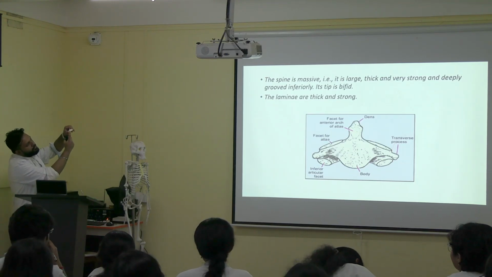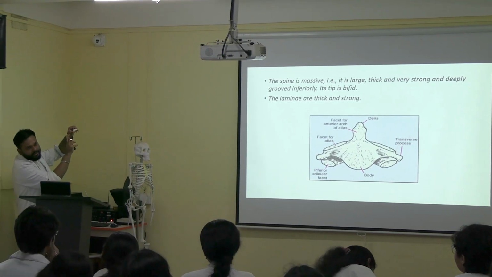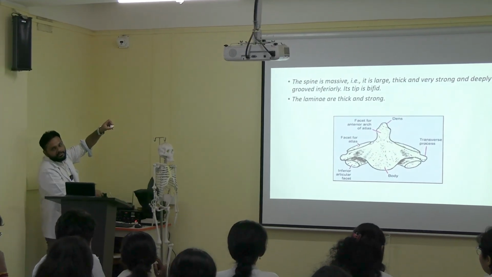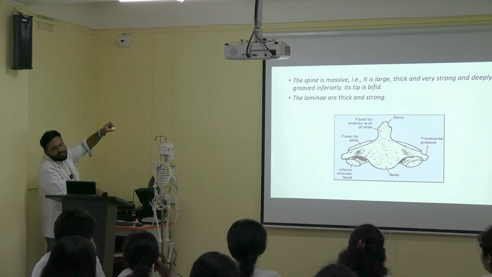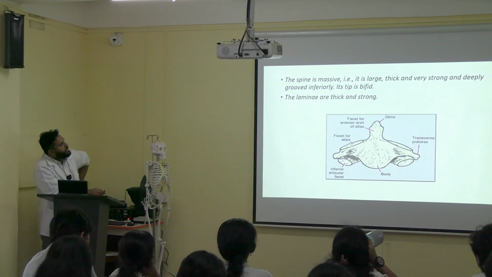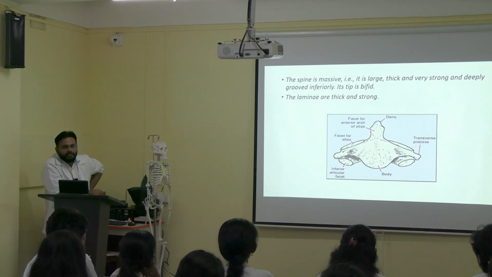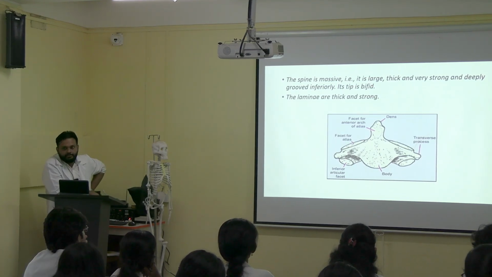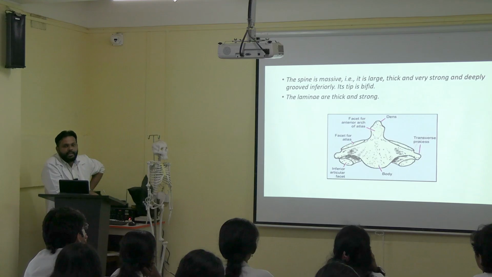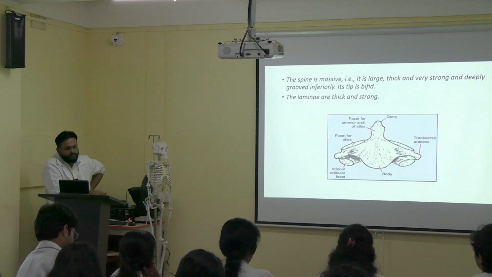Look at the back. What is it, divided into two, right? It looks like there are two parts. This is known as bifid. The spine is massive, that is large, thick and very strong, and deeply grooved inferiorly, also known as bifid.